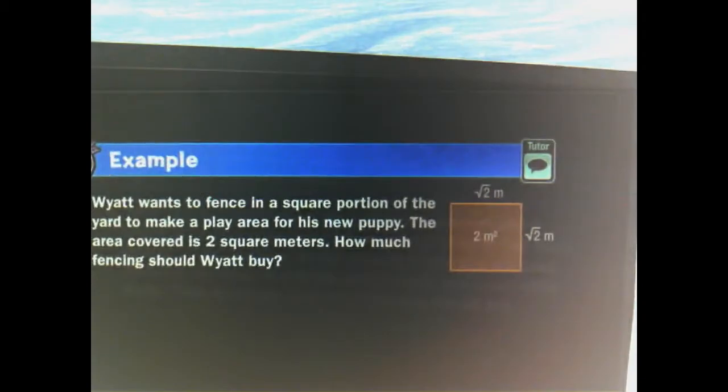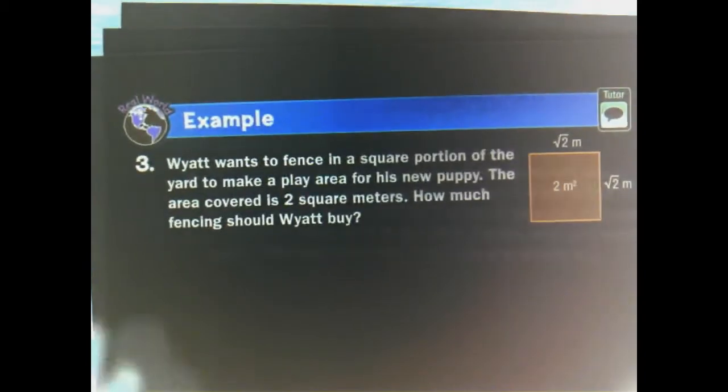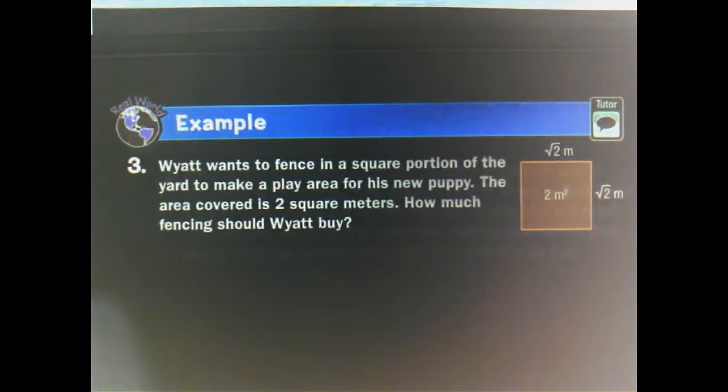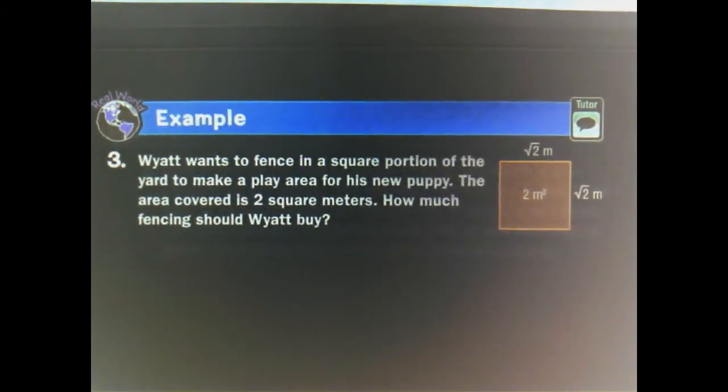Moving on to example number 3 here, we have a word problem. It says Wyatt wants to fence a square portion of the yard to make a play area for his new puppy. The area covered is 2 square meters. How much fencing should Wyatt buy?